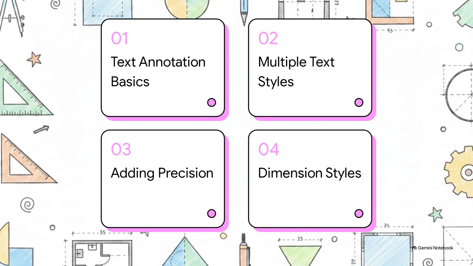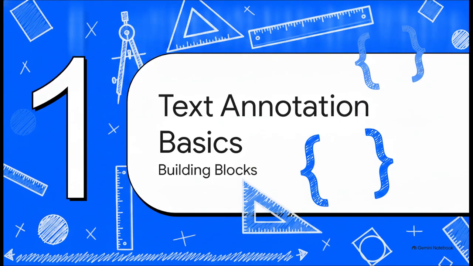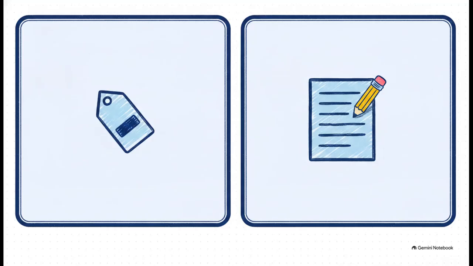Let's jump right in. Section 1, Basics of Text Annotation, the building blocks of drafting. Okay, before we can automate anything, we really have to understand the basic inputs, right? The fundamental tools you use for getting text onto a drawing. When you need to label your work, you basically have two distinct paths, and knowing which one to choose is your very first step toward efficiency.